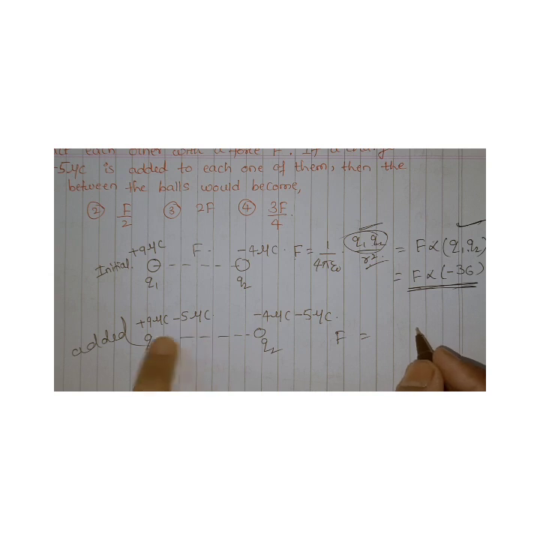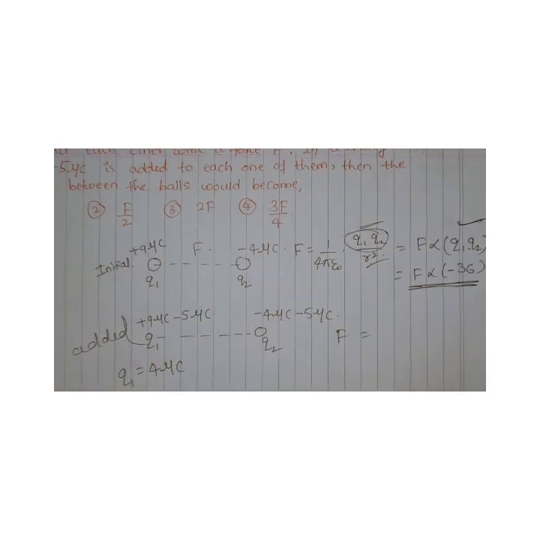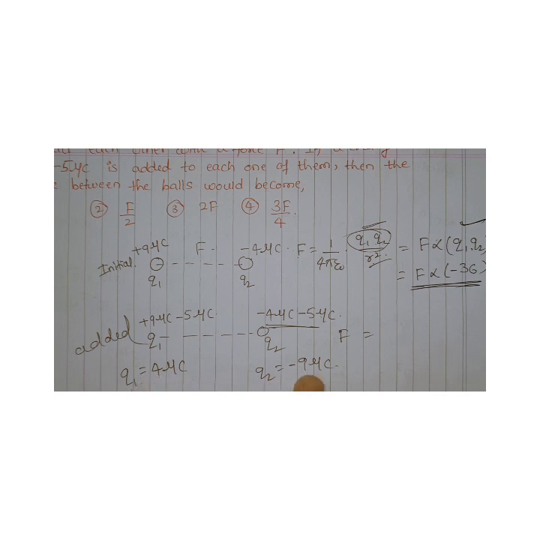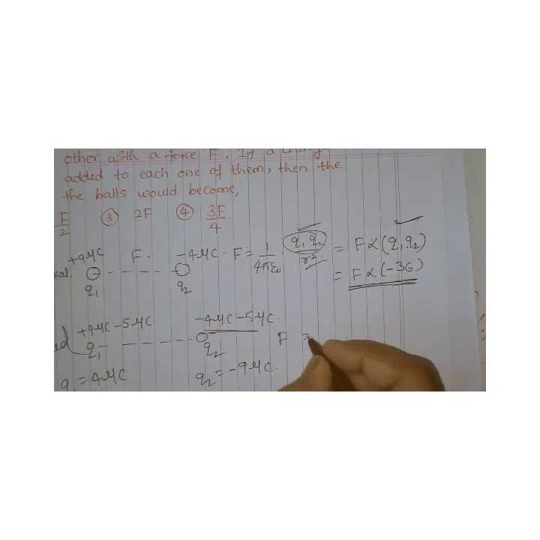Plus 9 minus 5. How much is remaining over here as charge Q1? So it's 4 microcoulomb over here. Here, how much does Q2 become? Minus 4 minus 5, minus 9, correct? Plus 4, minus 9. Here plus 9 minus 4, minus 36.